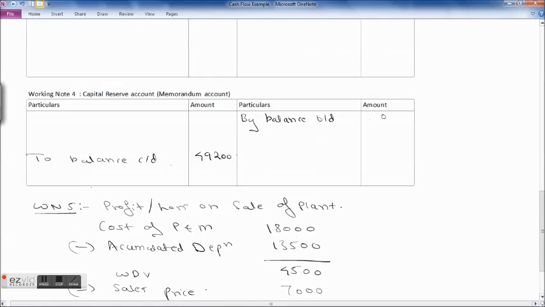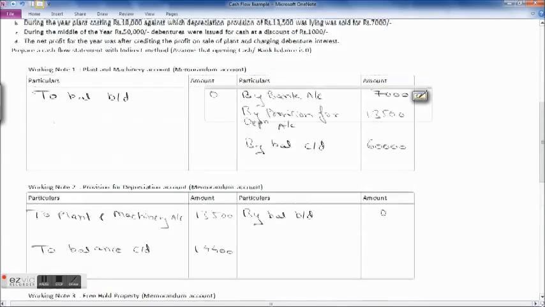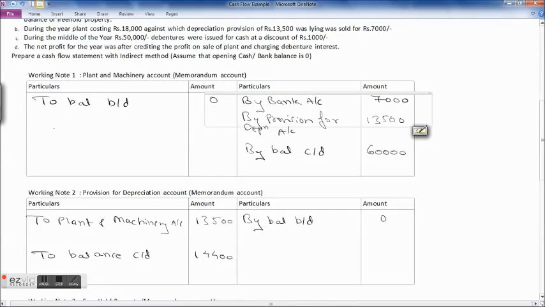Okay, now what is the next thing? Profit on sale of assets. So profit on sale of asset is transferred from your asset account to profit and loss account. So since it's a profit, it will be on the credit side of your profit and loss account. So the entry will be to plant and machinery account debit to profit and loss account. Since it's a profit on sale, so 2,500. Okay, so this was about your plant and machinery.